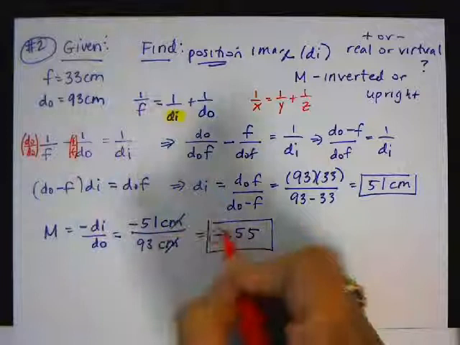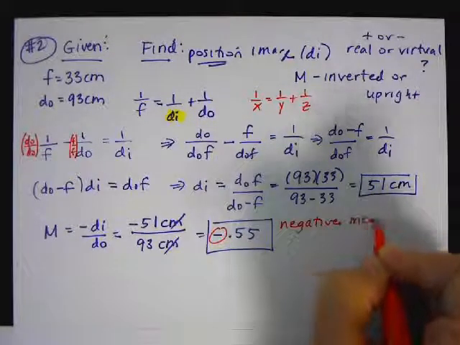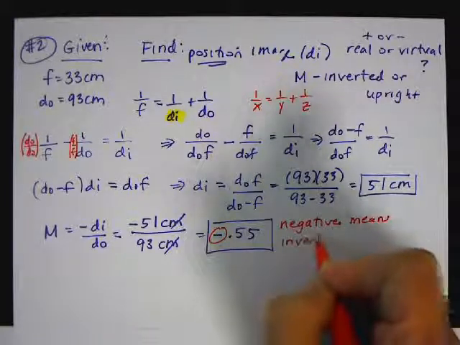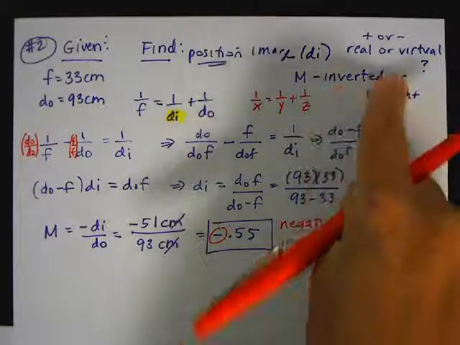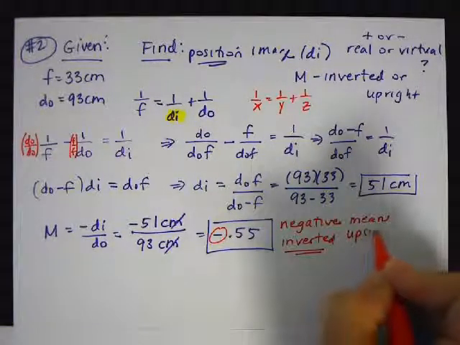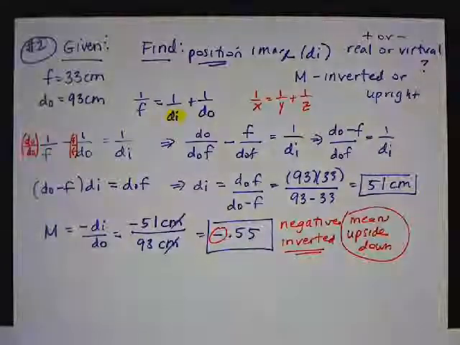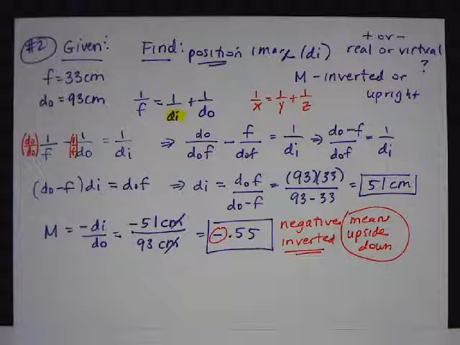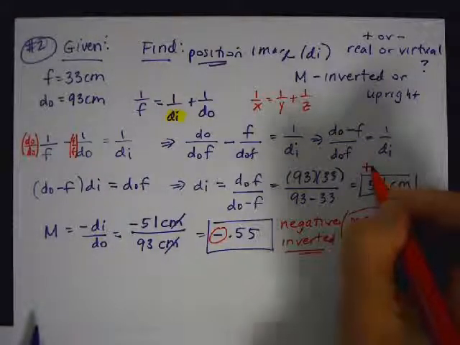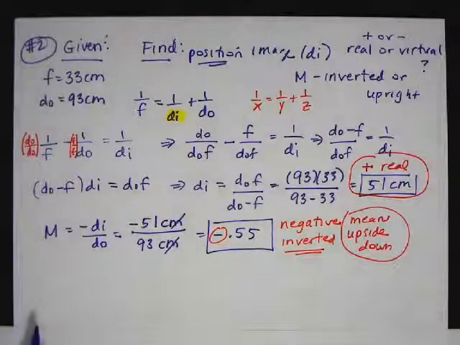First of all, this negative sign means that it's inverted or upside down. One of the questions was, was it inverted or upright? So this means that it's inverted, which means upside down. And the last thing they wanted to ask me was, was it real or virtual? Because DI is positive, positive means that it's real. So that's how I answer all those questions.